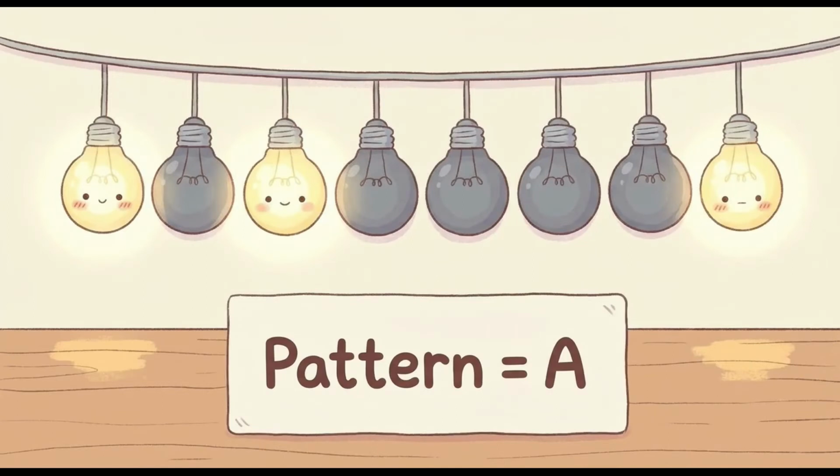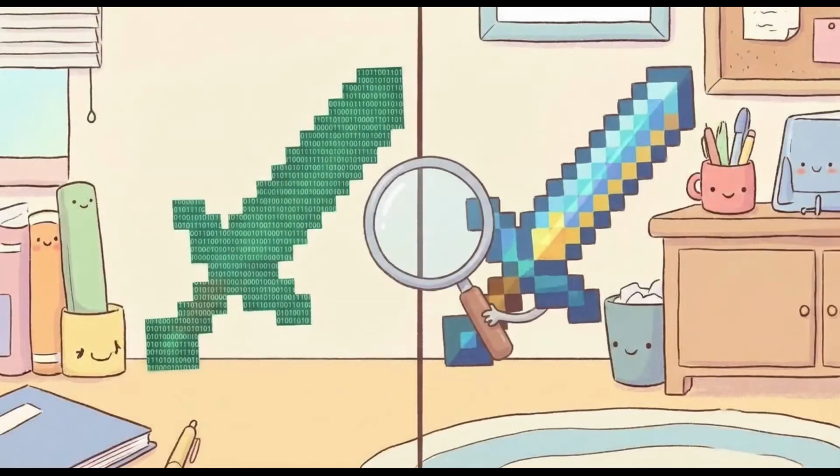Imagine a row of 8 light bulbs. By turning different ones on and off, we create a special pattern. This pattern acts like a secret code that stands for a specific letter, a number, or even a color. Every movie you watch and video game you play is actually millions of these tiny switches flipping on and off.